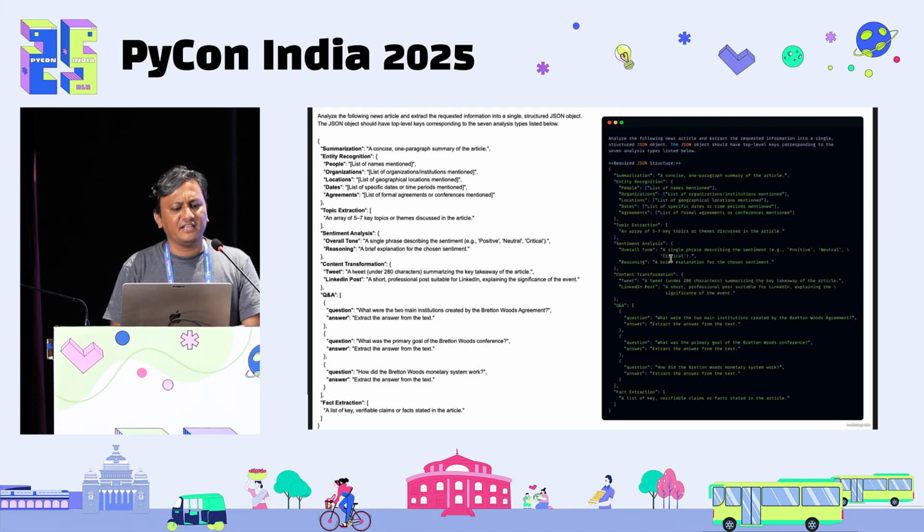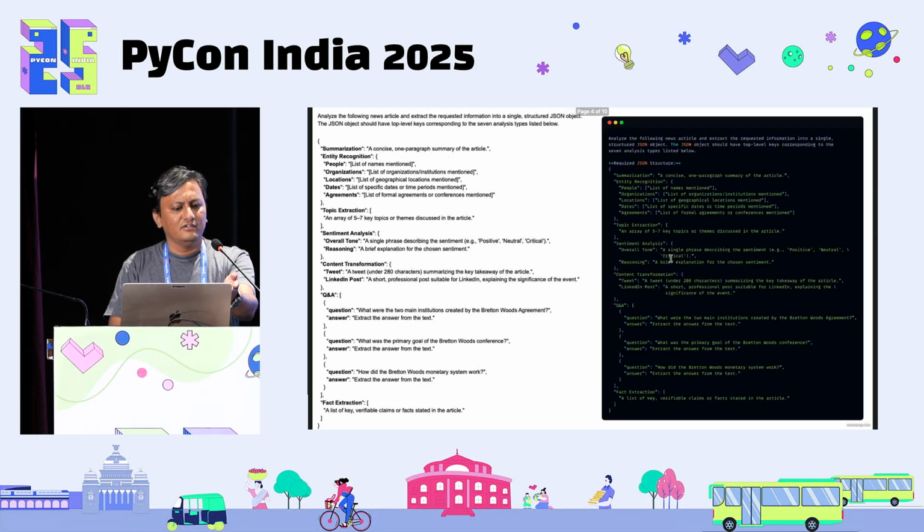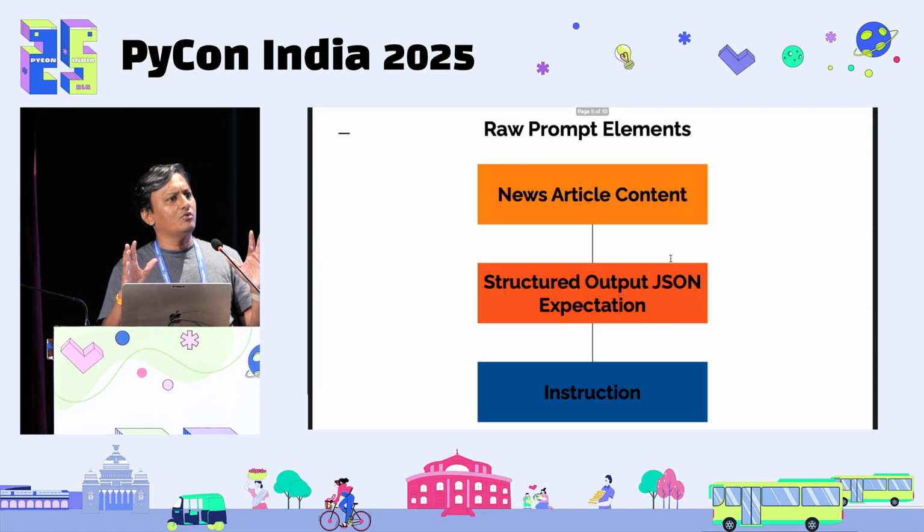And the expectation is that you will have a JSON which will have all the elements that were listed as part of the initial requirement. So effectively what you'll do is you'll take this article, you will write these 2 lines saying that, hey, analyze this news article and extract all the information below, and I want this information in this particular structure, which is essentially the JSON in front of you. So you can write a raw prompt, which will have your news article, the JSON that you're expecting, and the instruction of how to analyze it, and off you go.